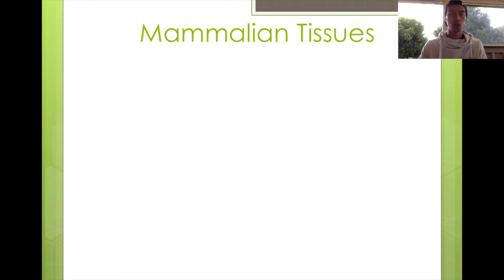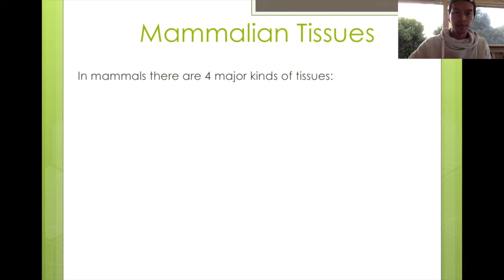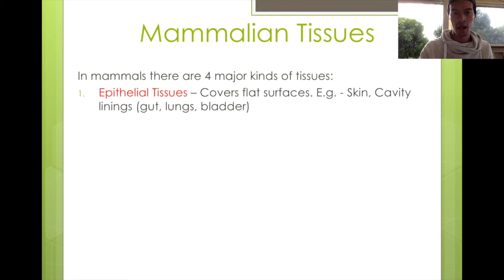Okay. So let's take a look at mammalian tissues. Okay. Now, in mammals, there are four main types of tissues. Now, the tissues obviously vary depending on which organ they sort of function within. However, these are the main types of layers, if you will, of the mammals.